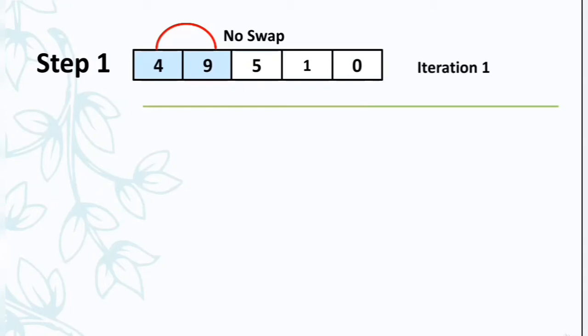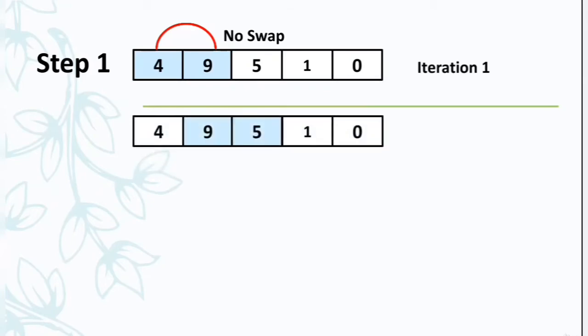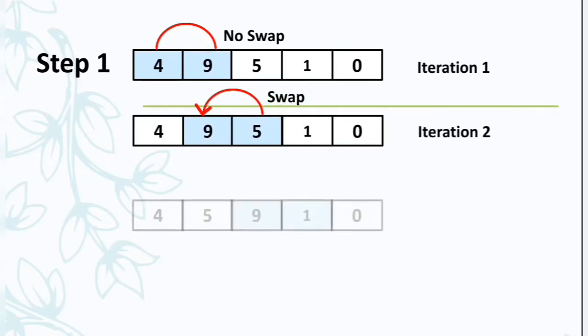So this is basically the first iteration. In the second iteration, the elements present at the first index position and second index position, that is 9 and 5, are compared with each other. In this case, as 5 is smaller than 9, we need to swap the elements. So here a swap takes place. So this is basically the second iteration.